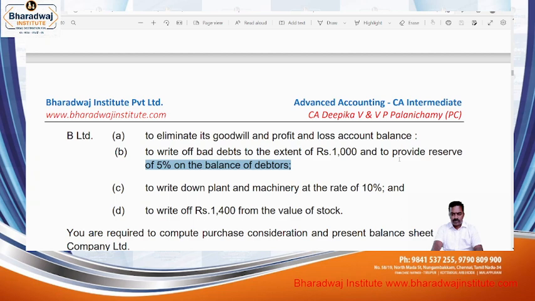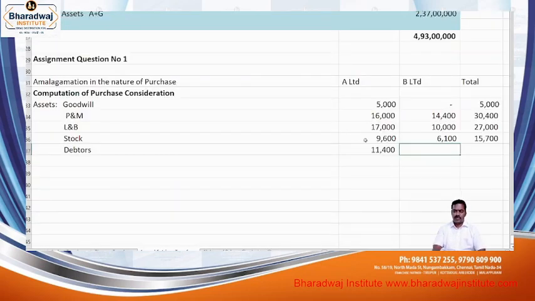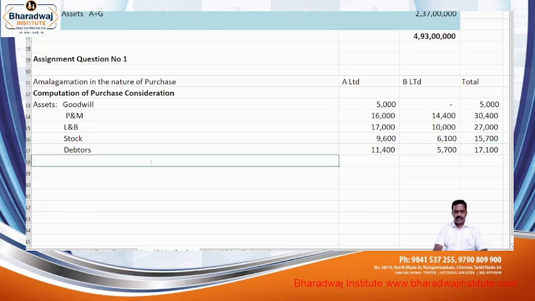1,000 bad debts. Apart from that, 5% you have to provide. So 7,000 is the debtors, minus 1,000, leaves 6,000, and on that 5%, 5,700 net balance.